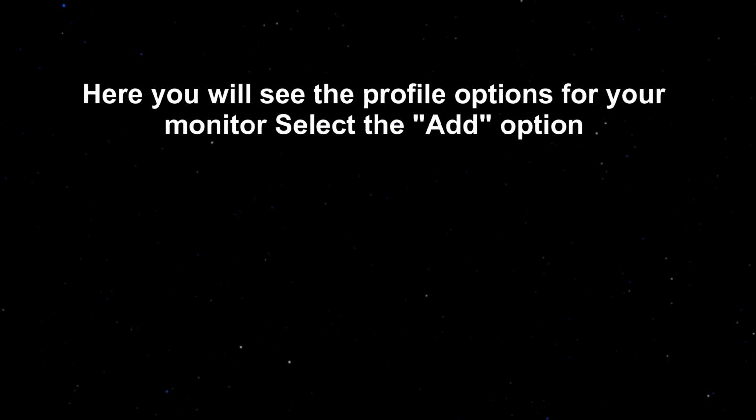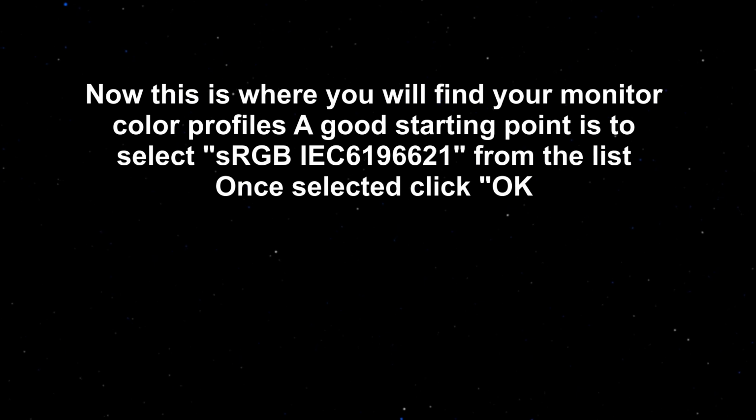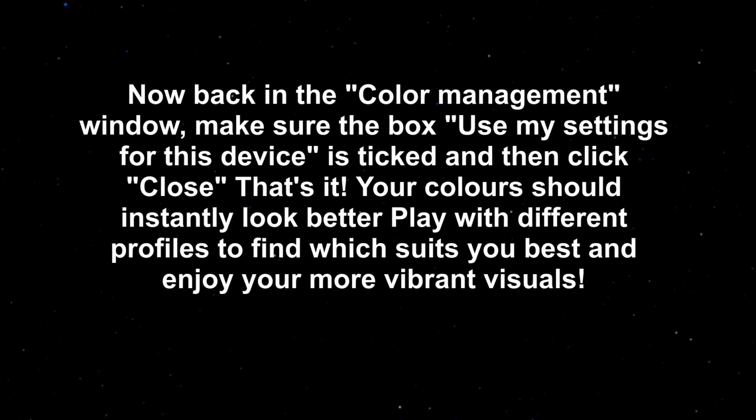Here you will see the profile options for your monitor. Select the Add option. Now this is where you will find your monitor color profiles. A good starting point is to select sRGB IEC 61966-1 from the list. Once selected, click OK. Now back in the Color Management window, make sure the box Use My Settings for this device is ticked and then click Close.